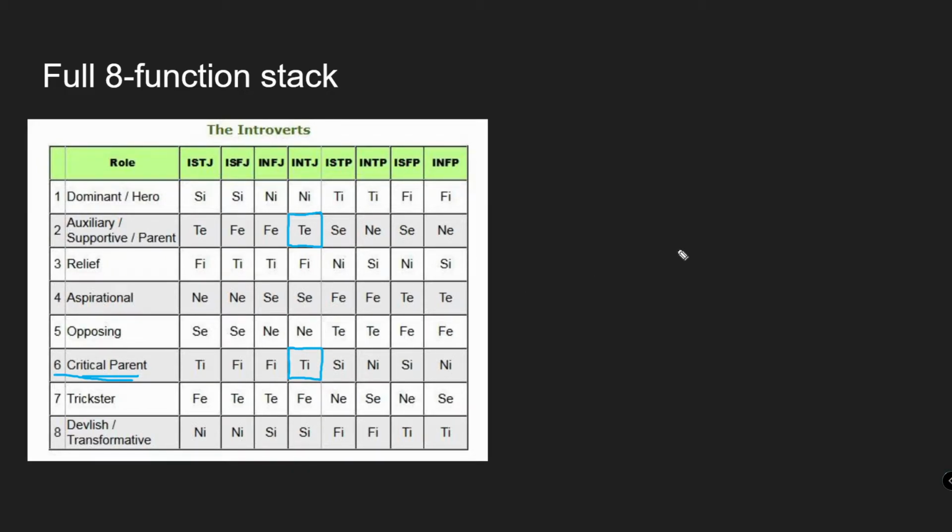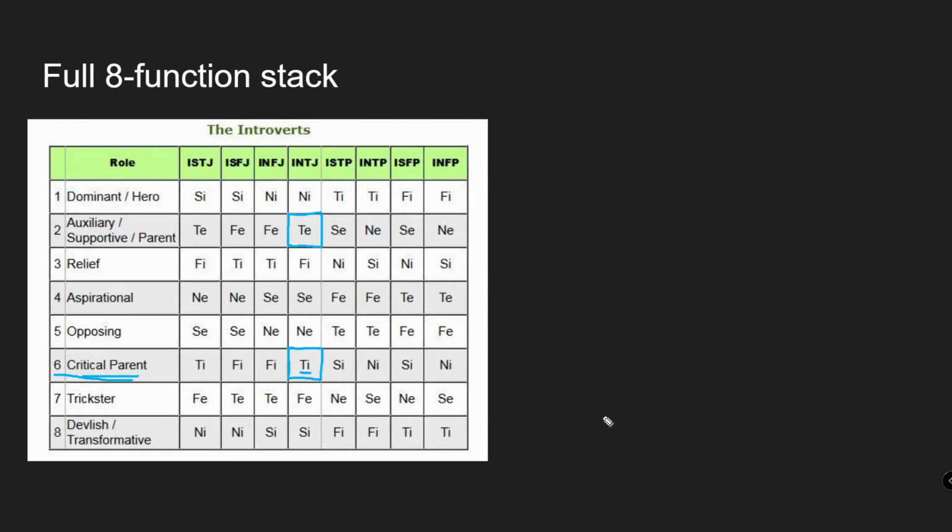So, what does this do? What does a critical parent function do? A critical parent function is basically being critical in a certain way. Now, INTJs are critical of TI. They are critical of TI because that's their critical parent role.